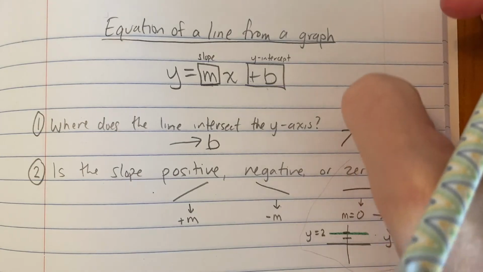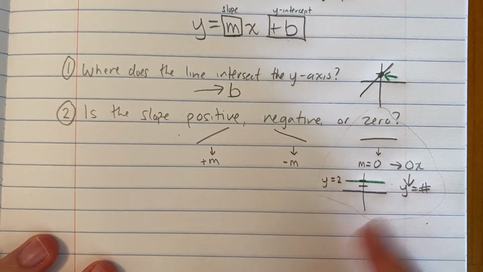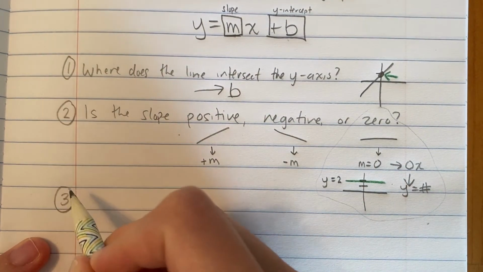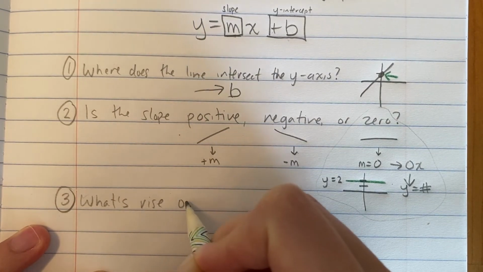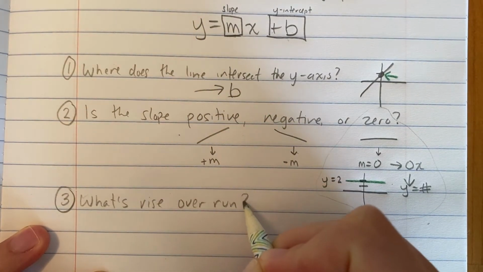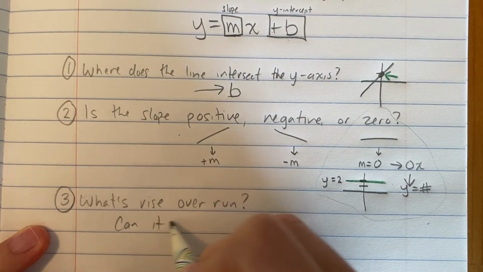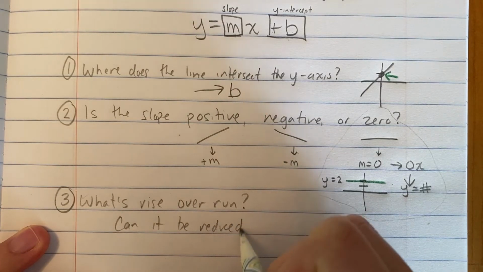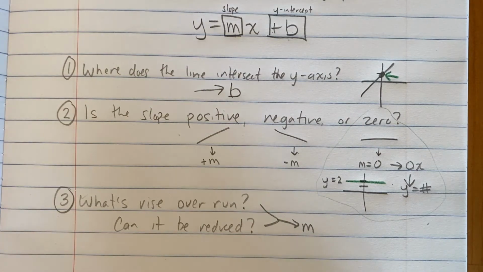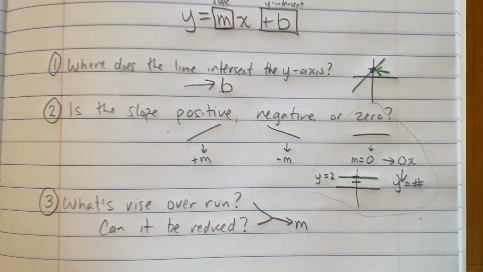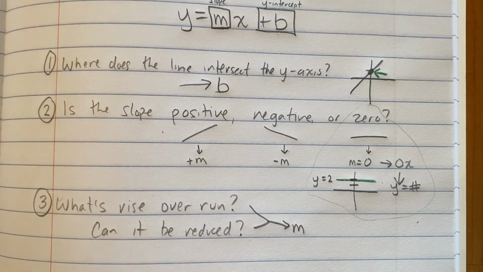Okay, so once I know my y-intercept, I know what b is. I know whether my slope's going to be positive or negative or 0. And then the final question you ask yourself is just, what's the rise over run? You're going to find 2 points. You're going to find the rise over run. Can it be reduced? Make sure you reduce it. But this is going to get you your m, the answer to these questions. All right, so we're going to take a look at a couple graphs right now and then get a chance to actually see these 3 steps in action.